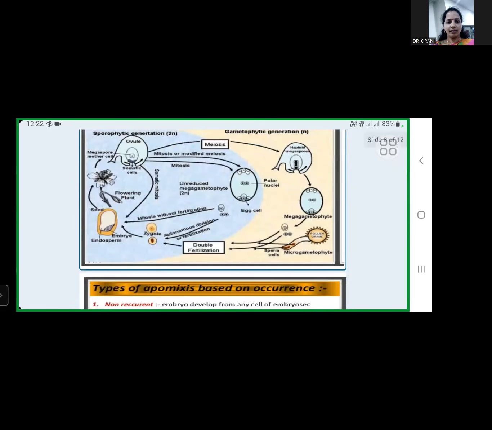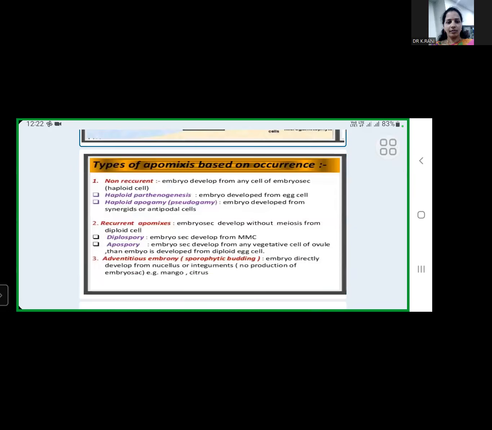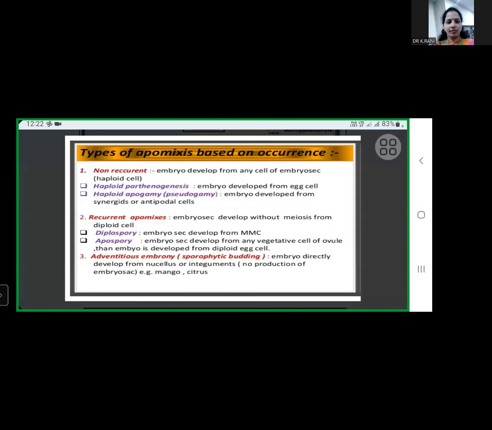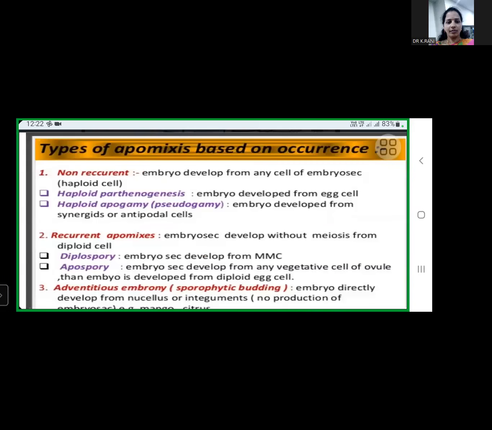So these are the types of apomixis based on occurrence: non-recurrent and recurrent apomixis. In non-recurrent apomixis, the embryo develops from any cell of the embryo sac, either from the egg cell, from synergids, or from antipodal cells. These three ways are non-recurrent apomixis.